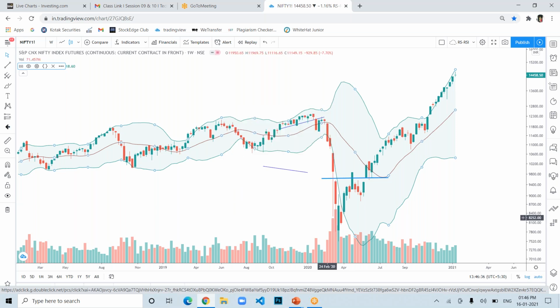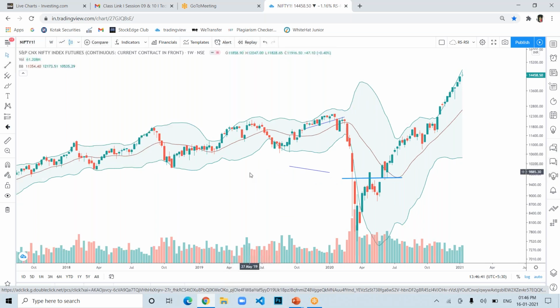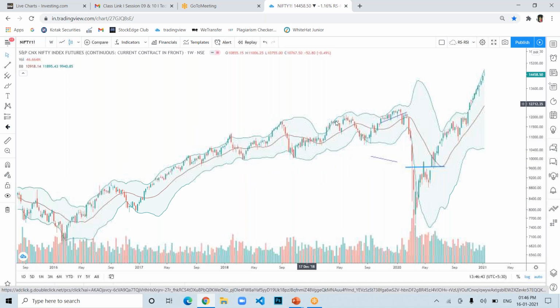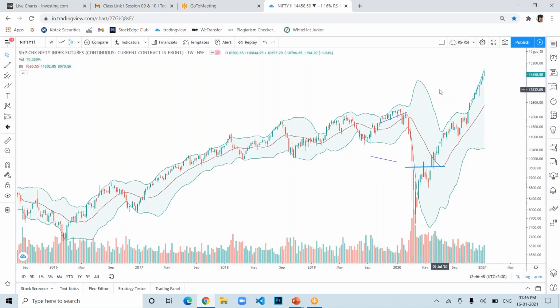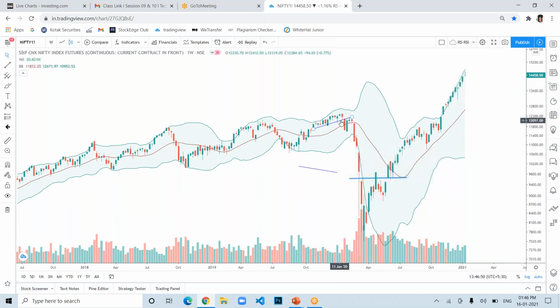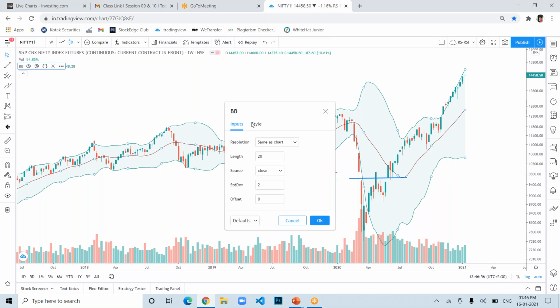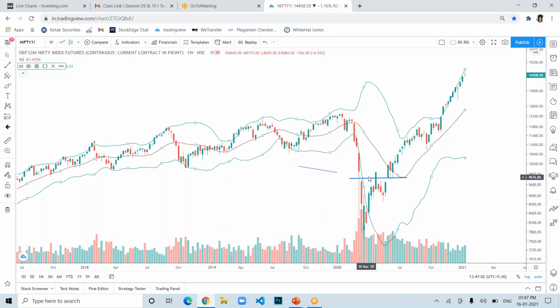We will be sticking with the standard parameters, and you see most of the time the price is trading within the band, right? Do you get it? So this is what a Bollinger Band indicator is. Now what I'll do is I will just change the setting a little bit, and I'll just remove the highlight behind the background. Okay.